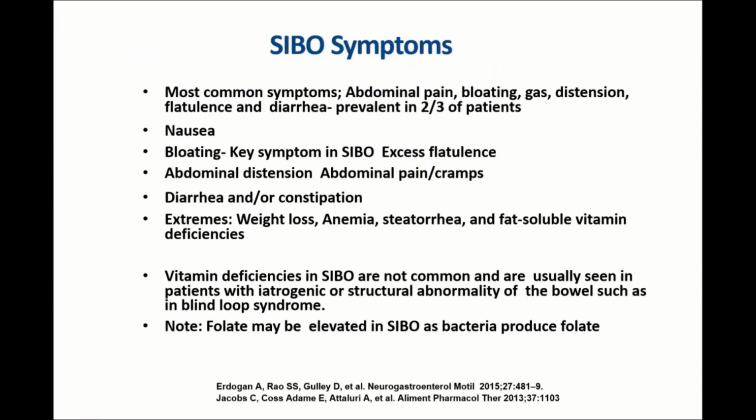From a symptomatology standpoint, the most common symptoms are abdominal pain, gas, bloating, as well as distension and flatulence, and diarrhea, prevalent in 2/3 of patients. Patients can develop nausea; bloating is the key symptom, along with abdominal distension, diarrhea, and or constipation. And in extreme cases, there's weight loss, anemia, steatorrhea, and fat-soluble vitamin deficiency. The vitamin deficiencies are not common and are usually seen in patients with iatrogenic or structural abnormality of the bowel, such as in blind loop syndrome. Note that folate level can be increased in patients with SIBO because the bacteria produce it.